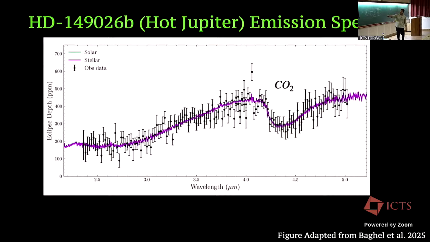Similarly, this is also there, though not as apparent. This is the water feature. So molecules like water and CO2 can be detected in the eclipse spectra of hot Jupiters with JWST.